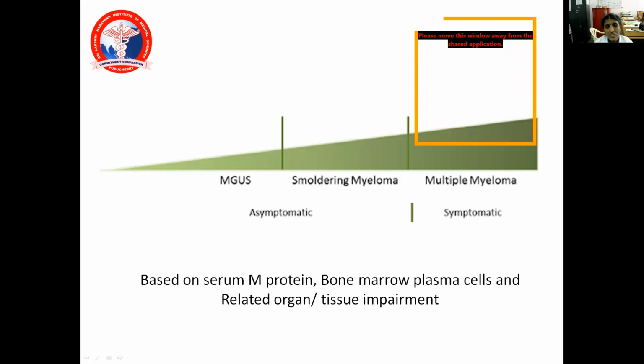Here you can see it is actually a spectrum of disease, starting from monoclonal gammopathy of undetermined significance, which later progresses to multiple myeloma. In between, there is a category called smoldering myeloma. This kind of categorization is based on the level of serum M protein and bone marrow plasma cell percentage, and also on the presence or absence of related organ or tissue impairment, right? We will now discuss in detail only multiple myeloma.